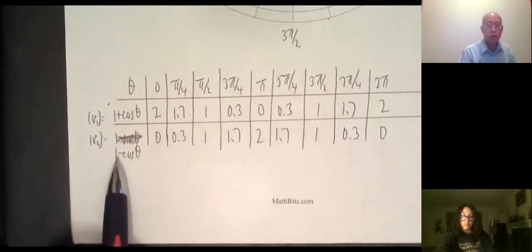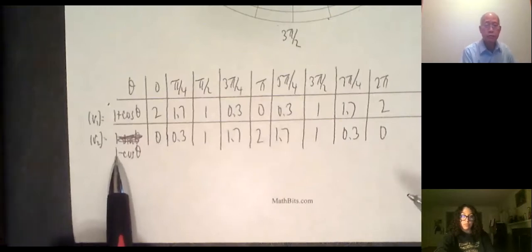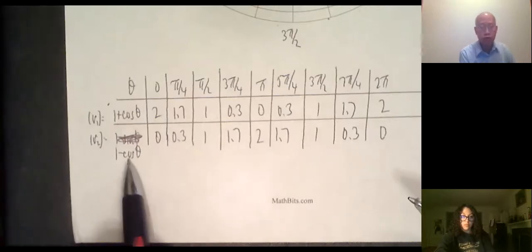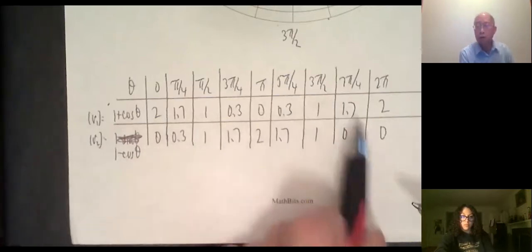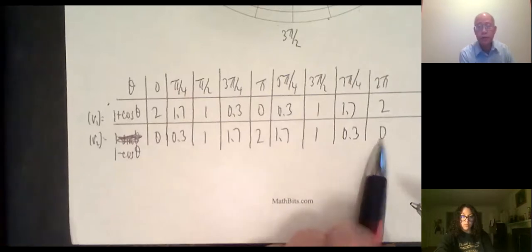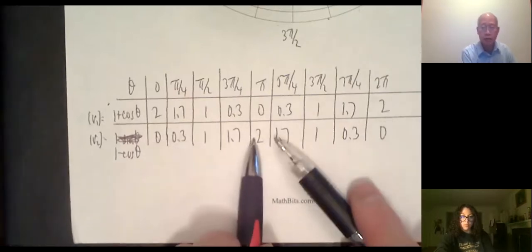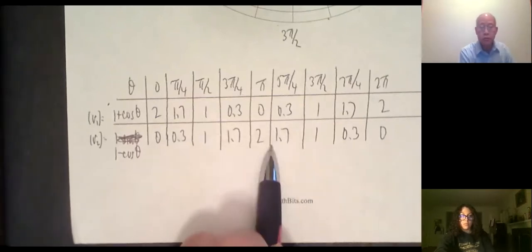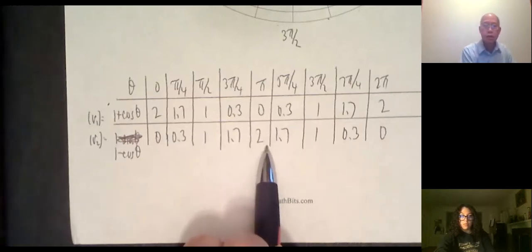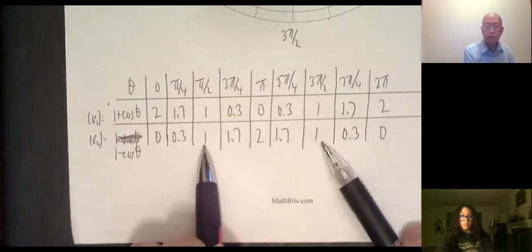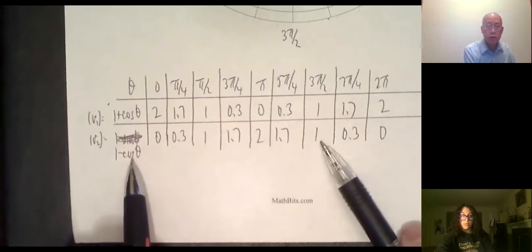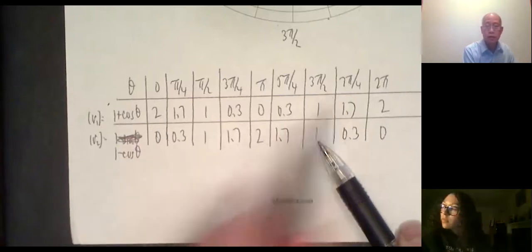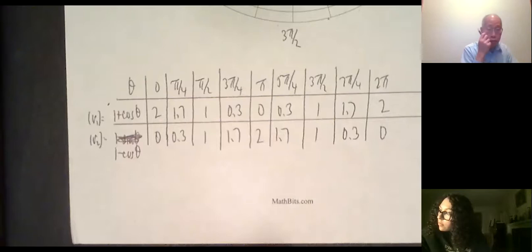Okay, then R2, 1 minus cosine theta. Okay, plug in 0. 1 minus cosine of 0 is 1. 1 minus 1 is 0. Automatically, that's 0. Keep cutting in half. That's what I generally do. Pi. Cosine of pi is -1. 1 minus -1 is 2. Cut that in half. Pi over 2, 3 pi over 2. Cosine of pi over 2, 0. 1 minus 0 is 1. Cosine of 3 pi over 2, same thing, 0. 1 minus 0 is 1.